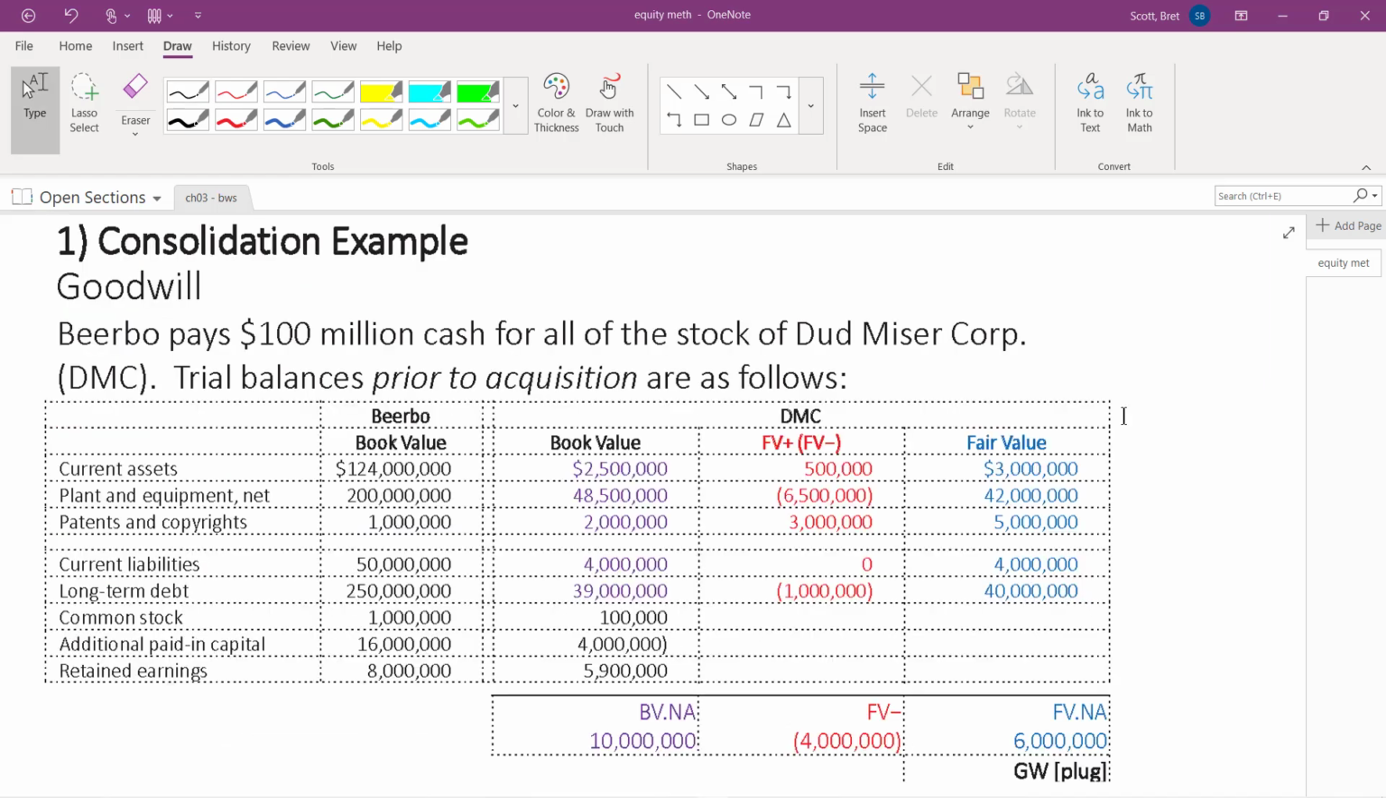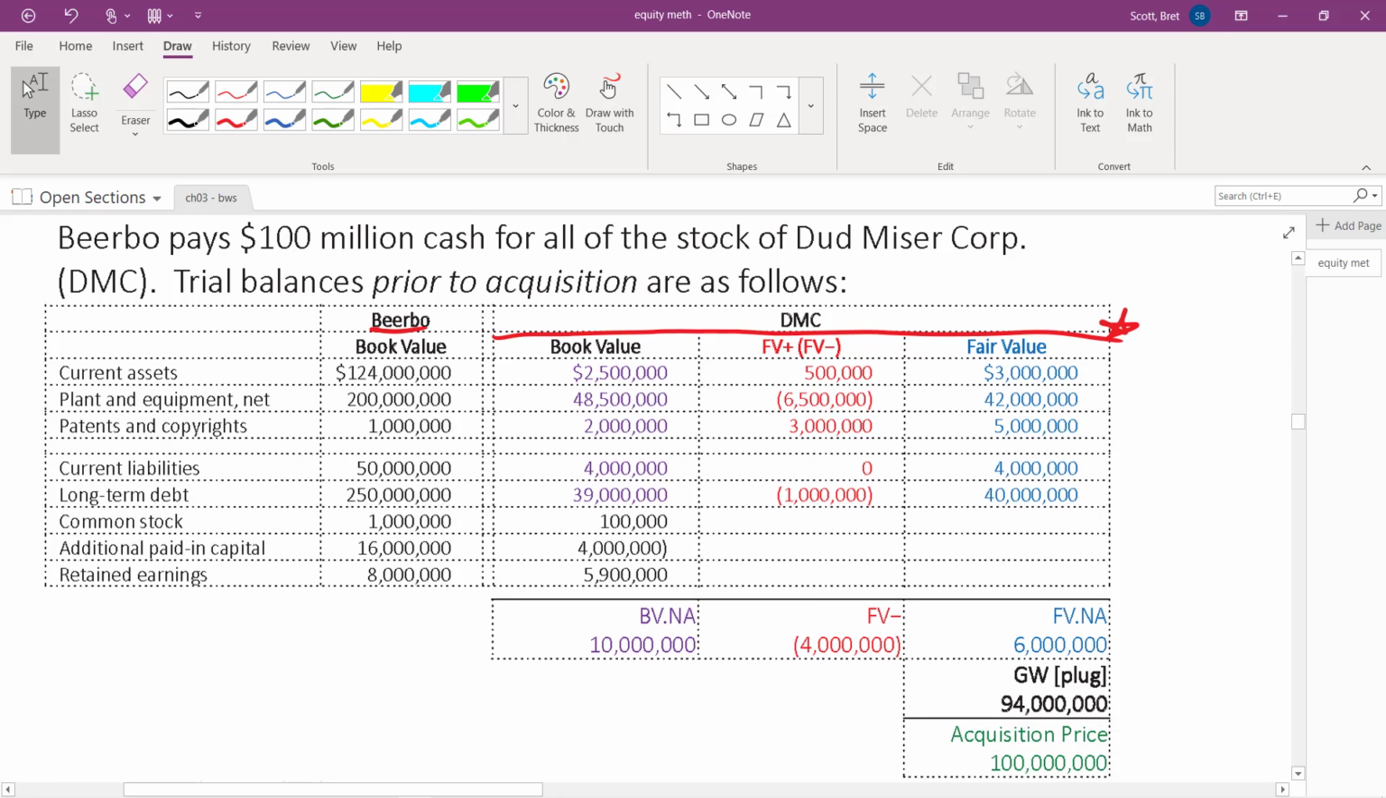So our first example here is a consolidation where there is goodwill. And so over here I have Beerbo's different book values of assets, and then for DMC I have various information. Okay, the book values we're not too concerned about. We need to worry about ultimately the fair value when it comes to determining what the goodwill is.